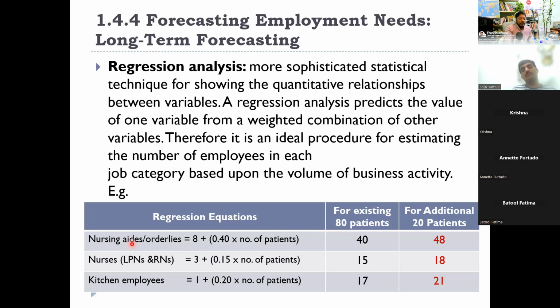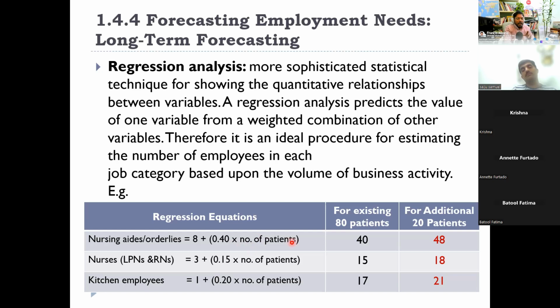So the nursing staff may be right now 8, plus this 0.40, 40%, is a weighted combination of other variables. They come out with this number, 40%. It has to be the baseline. 40% of the staff should always be there at the minimum level. It comes from the past trend, so they come out with the weighted figure, multiplied by the number of patients. For example, 8 plus 0.40 into 80.